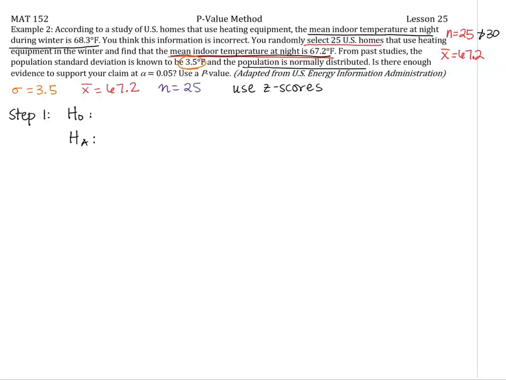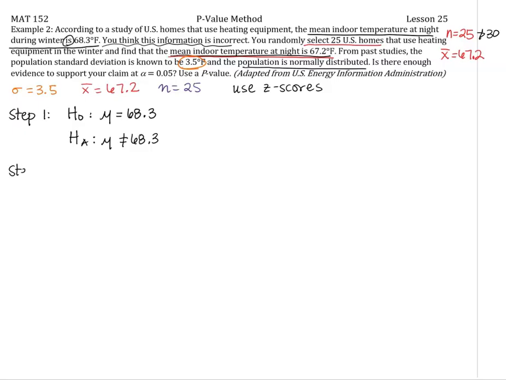The study of U.S. homes is making the claim that the mean indoor temperature at night is 68.3. Means equals. So they're claiming that mu is equal to 68.3. I need to put that in the null hypothesis because it has an equal in it. And then you think that this information is incorrect. So you think that's wrong, you think it is not equal to 68.3. Remember, all these hypotheses need to be the exact opposite of each other. So we have our hypotheses written.